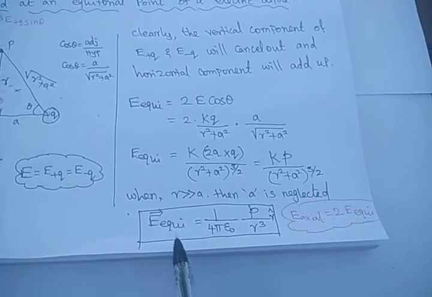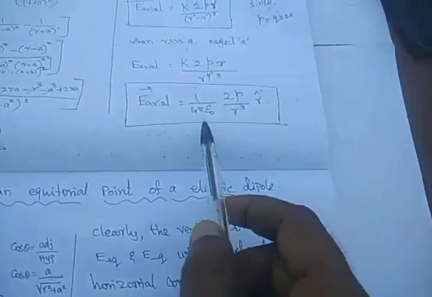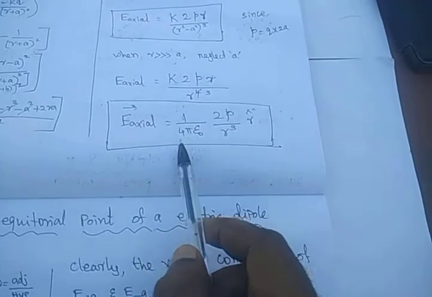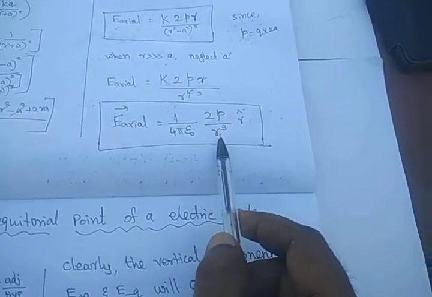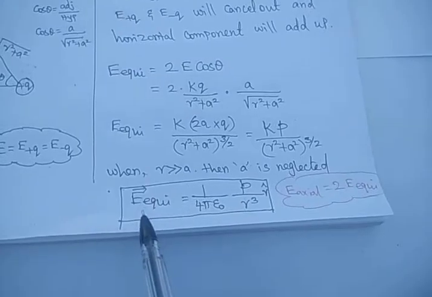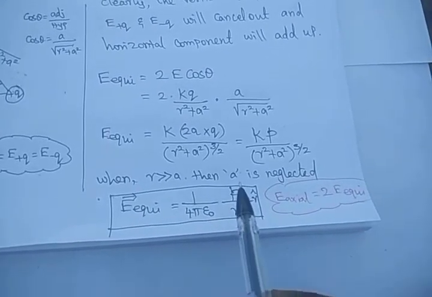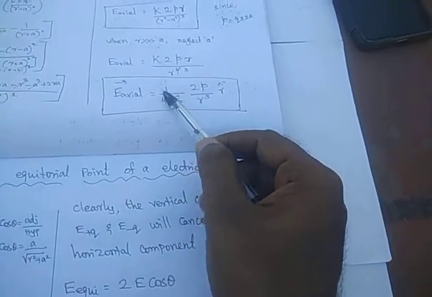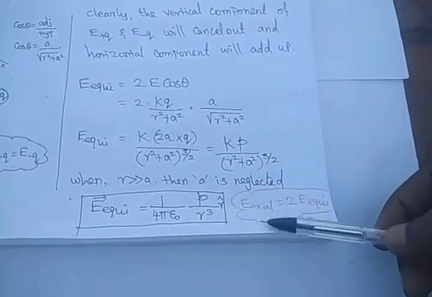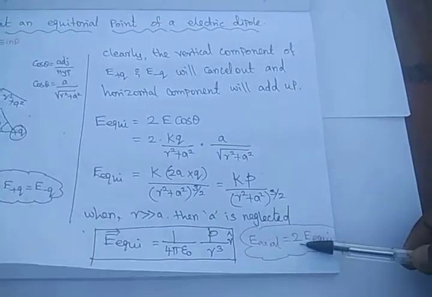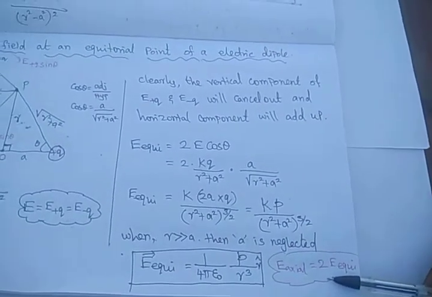So students, it is easy to remember that for the axial point, it is 1 by 4 pi epsilon naught 2p by r cube. Here for the equatorial line, it is 1 by 4 pi epsilon naught p by r cube. So only the 2 will be an extra term. So we have to relate these two equations as E axial line is equal to 2 times E equatorial.